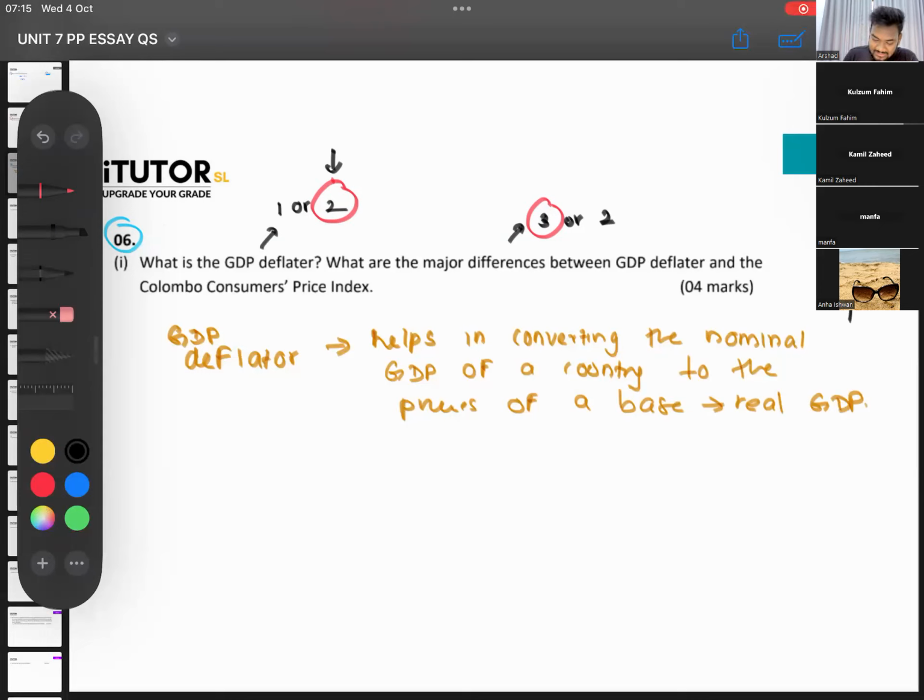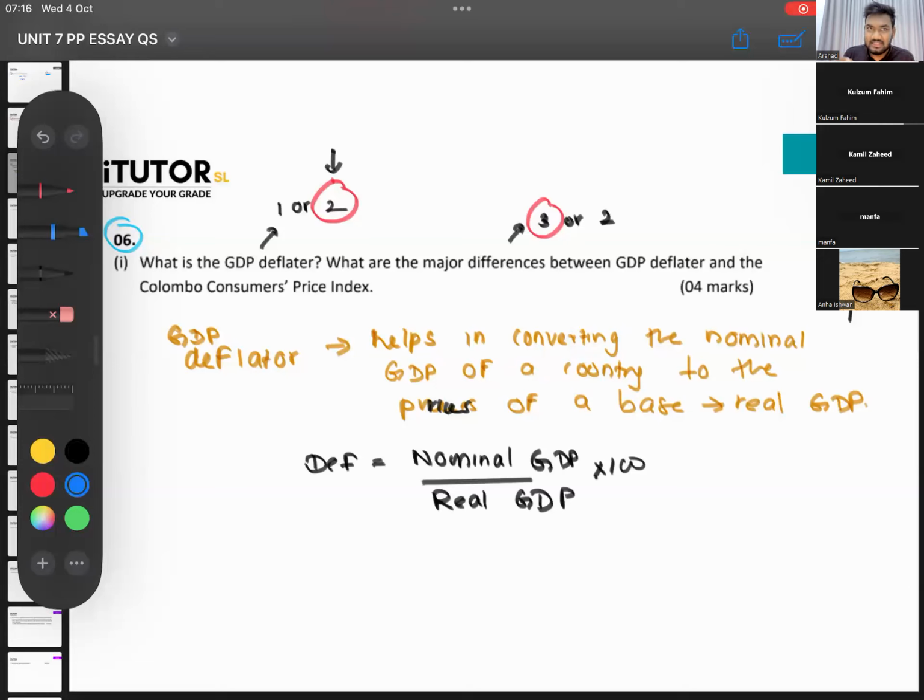Three-letter word, prices. What else? You can give the equation now. You can say the GDP deflator equals your nominal GDP divided by the real GDP. Now, knowing how many marks they might give helps us. Not that you don't know this equation, you all know it. This is something you can also multiply by 100 to get a percentage.